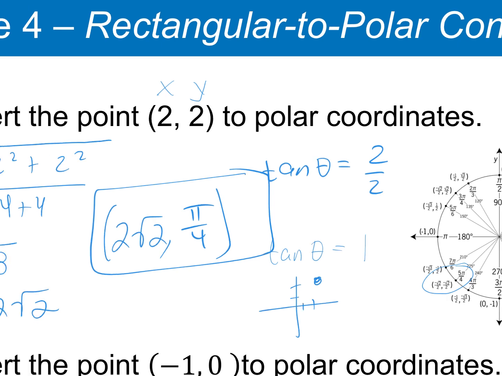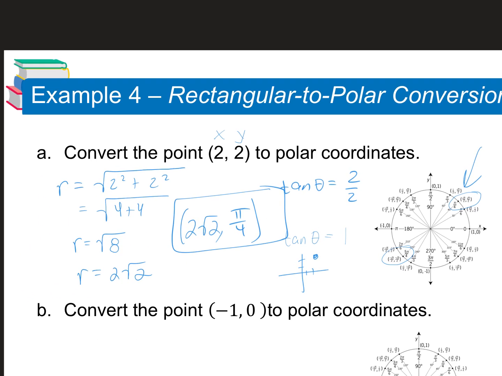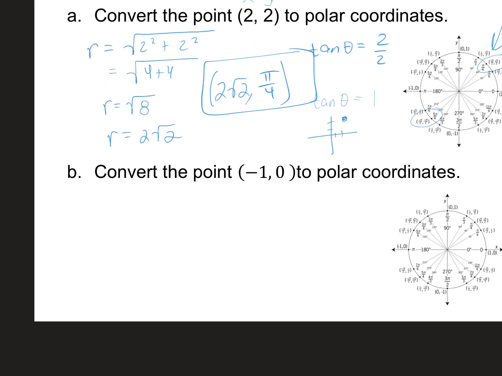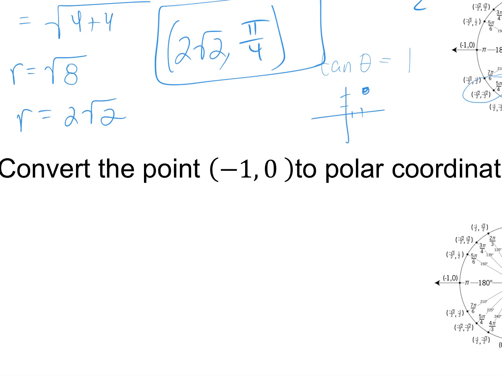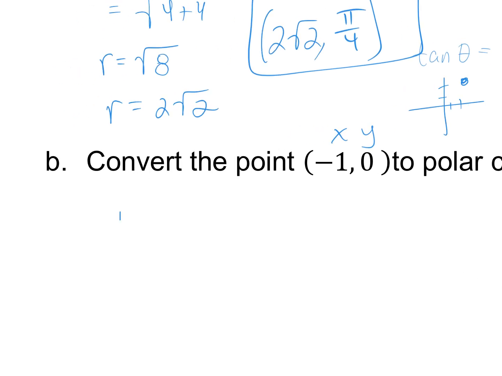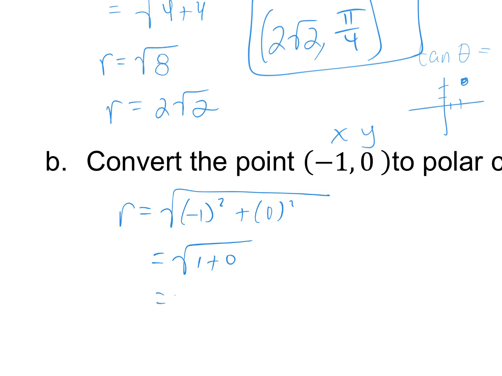You have to do a little more thinking when we go from rectangular to polar. We're going to do a couple of these. But again, what is the first thing you should find? R, all right? When you are given a point, you're given an x value and a y value. You can easily find R because R equals the square root of your x coordinate squared plus your y squared. So you have the square root of 1 plus 0, which is the square root of 1.